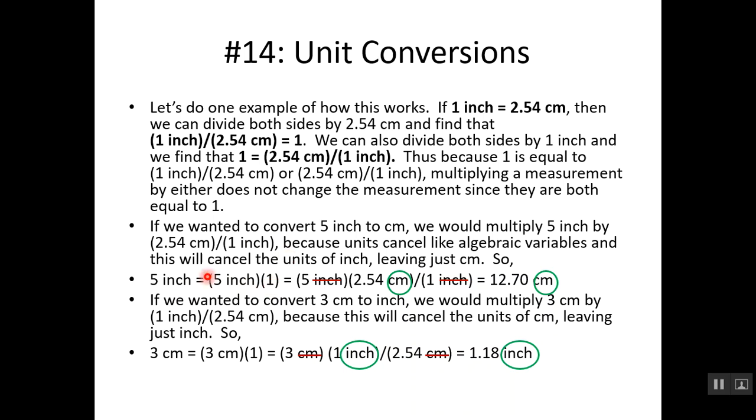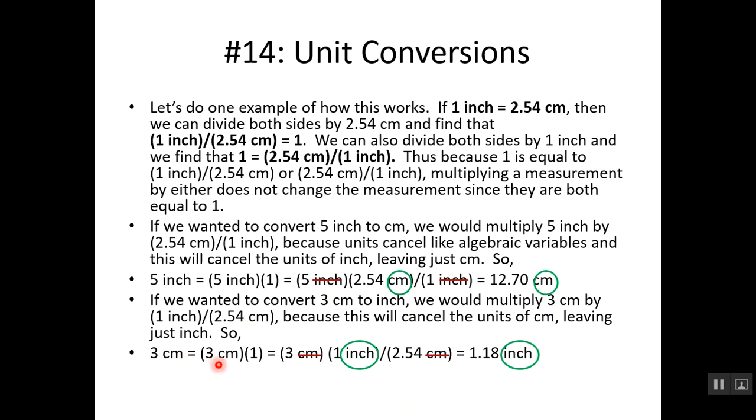And then what you do is you use this version of 1 because you have an inch in the numerator. You want an inch in the denominator to cancel out the inch, right? Because you want the inches to cancel out. And you get 5 inches times 2.54 centimeters divided by an inch, and the inches cancel out, you just get centimeters left over. So it's just 5 times 2.54 centimeters, right?